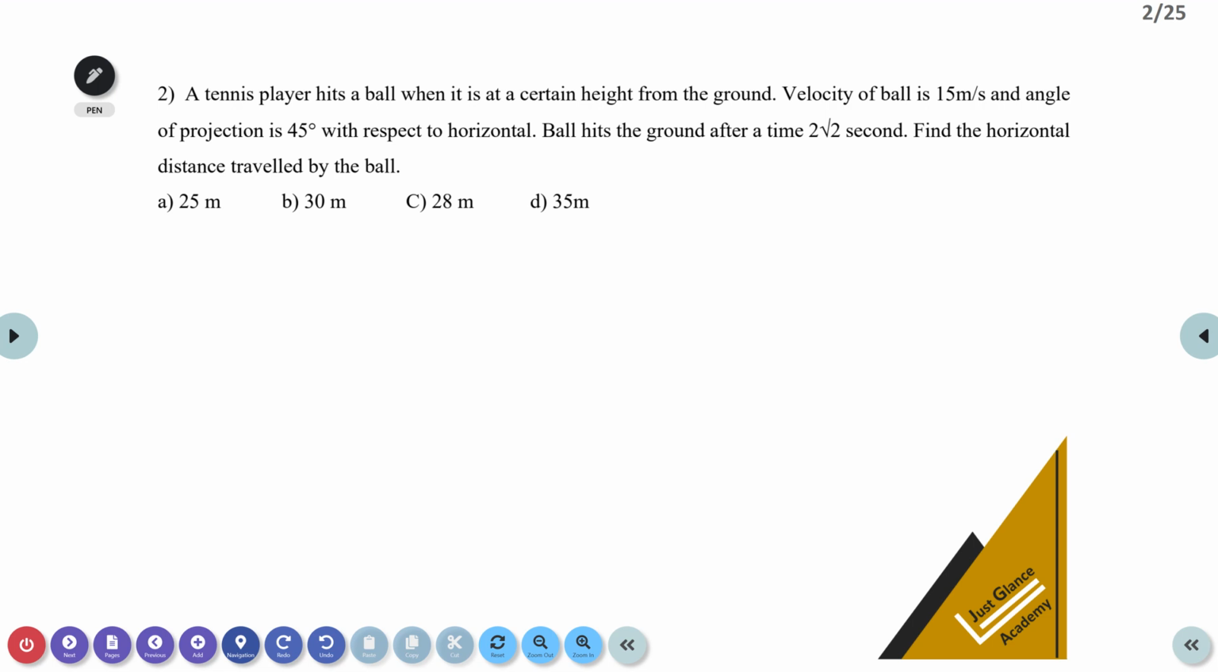Next. A tennis player hits a ball when it is at a certain height from the ground. Velocity of the ball is 15 meters per second, so u equals 15 meters per second, and the angle of projection is theta equals 45 degrees with respect to the horizontal. The ball hits the ground after a time t equal to what?